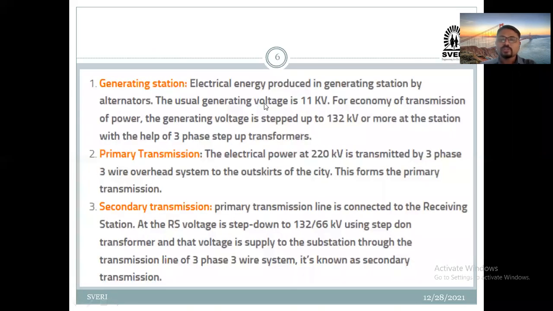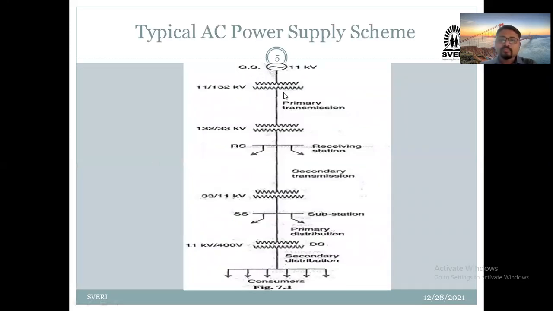Normally the generation voltage is 11 kilovolt. Now see, yesterday I told you, for the economy of transmission power, the generating voltage is stepped up to 132 kilovolt with the help of a three-phase step-up transformer. See here, this is what we did in the generating station with the help of this particular transformer.